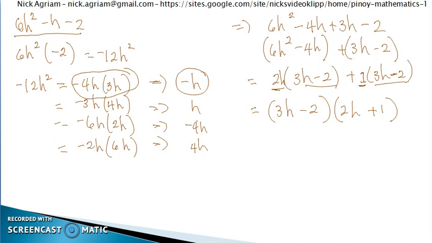So I hope you learned something, and see you soon. The next will be sum and difference of two cubes.